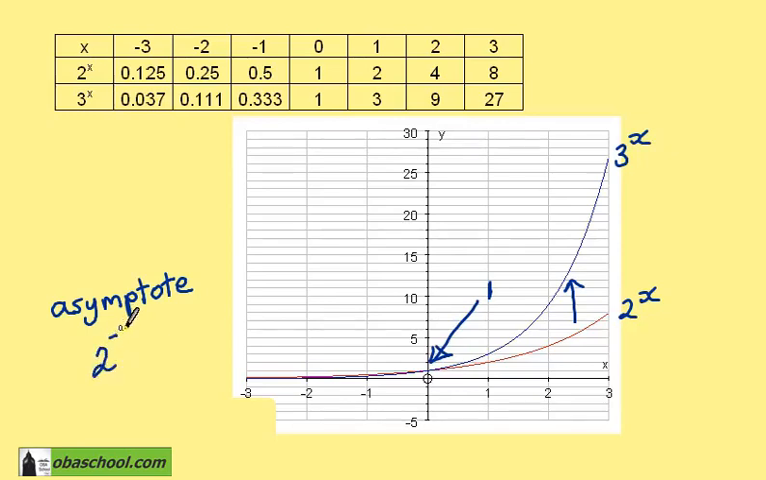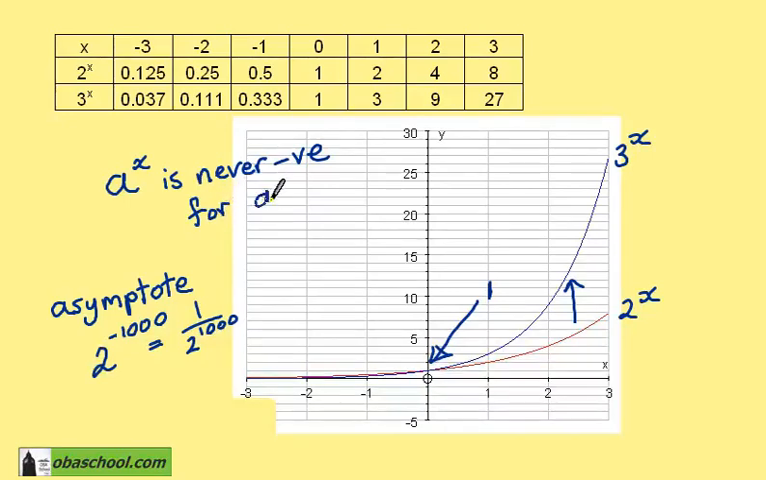As an example, consider 2 to the minus 1000, which is 1 over 2 to the power 1000. This is an incredibly small number, but it isn't 0, so the curves can never reach the axis. Also, provided a is a positive number, a to the x can never be negative. So all of the a to the x curves exist only above the x-axis.